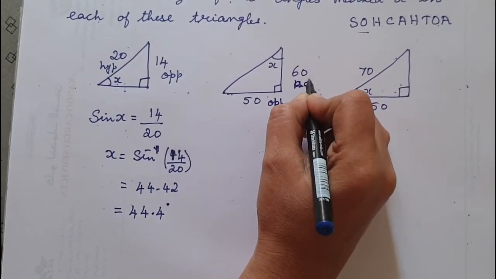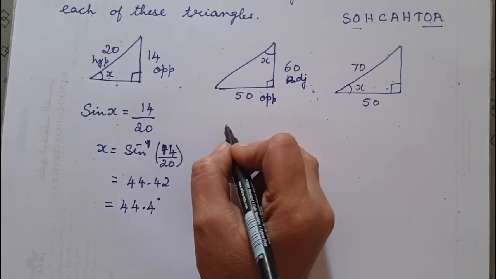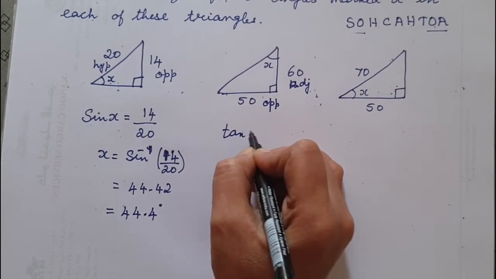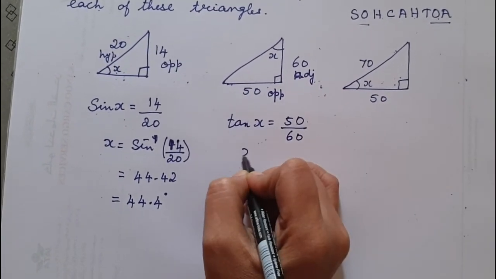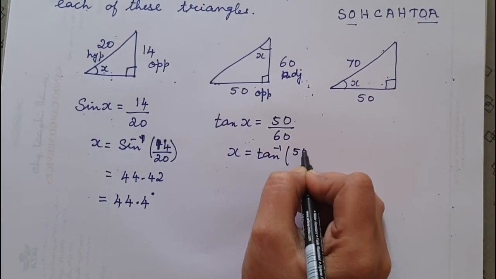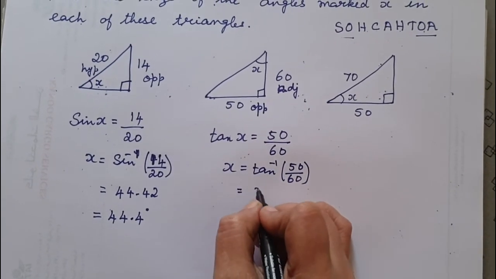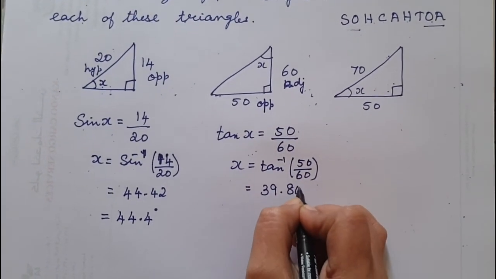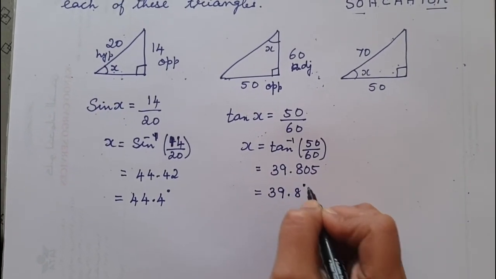Then the next one. This is the angle given, so automatically this becomes the opposite side and this becomes the adjacent side. Opposite and adjacent goes with tan, so it is tan x. Opposite is 50, adjacent is 60, so x equals tan inverse of 50 over 60. That will give us 39.805, so it will be equal to 39.8 degrees.